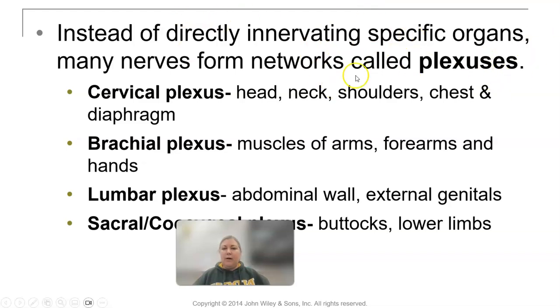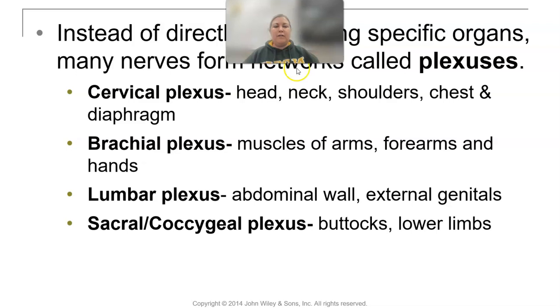So another kind of funny thing about your nervous system is that instead of directly innervating specific organs, many of our organs are networked together in what we call plexuses. So this happens in our head, neck, and shoulders. We call this our cervical plexus, cervical referring to the neck region. The muscles of the arm, forearms, and hands all combine and are part of our brachial plexus. And then it does occur for our lumbar and our sacral and coccygeal areas as well.